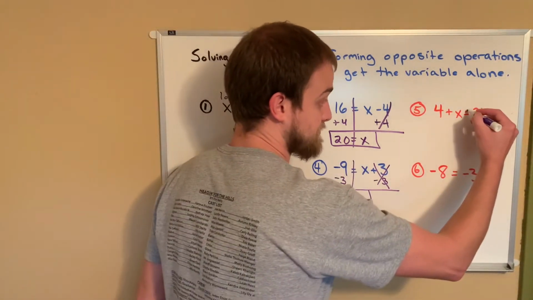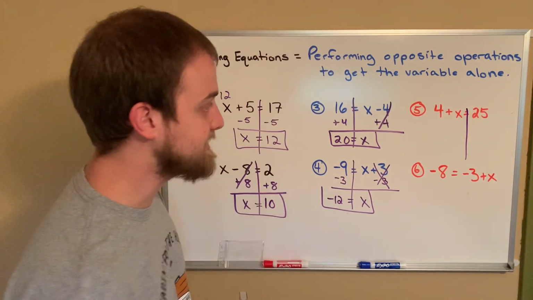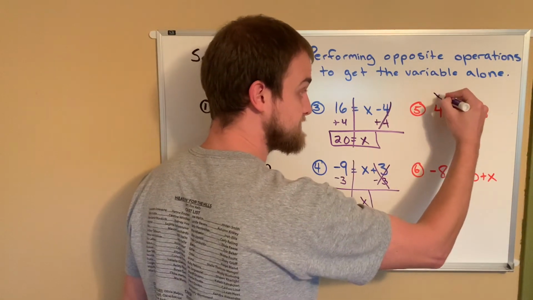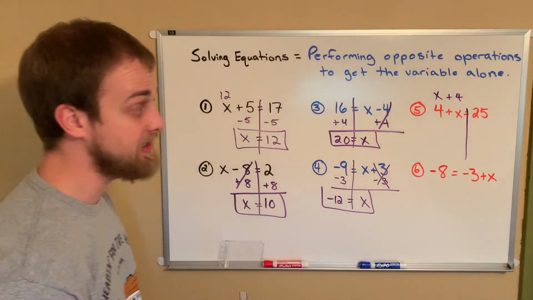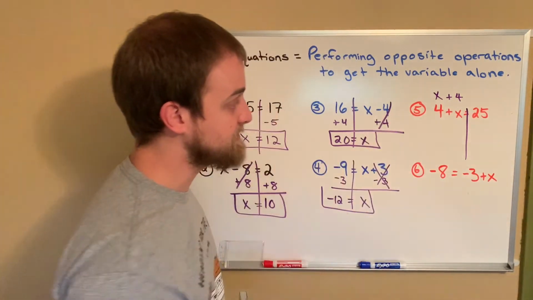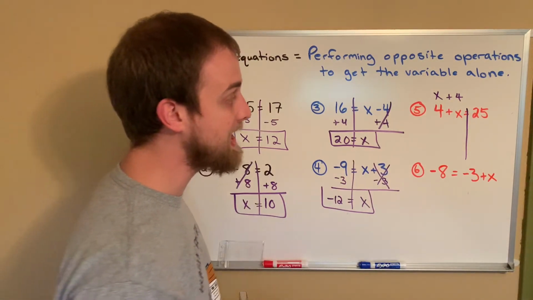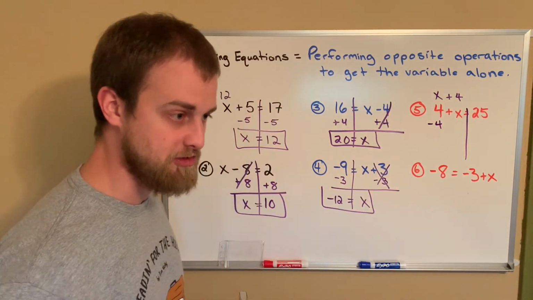Things are kind of switched around in number 5, but that's okay. Now, we can think of this in two ways. We can either flip these terms around so that this becomes x plus 4, and then treat it like one of our first two examples. Or we can come to the understanding of, hey, I need to make this positive 4 go away. And how do I do that? I subtract 4. The goal is to make it 0 out.